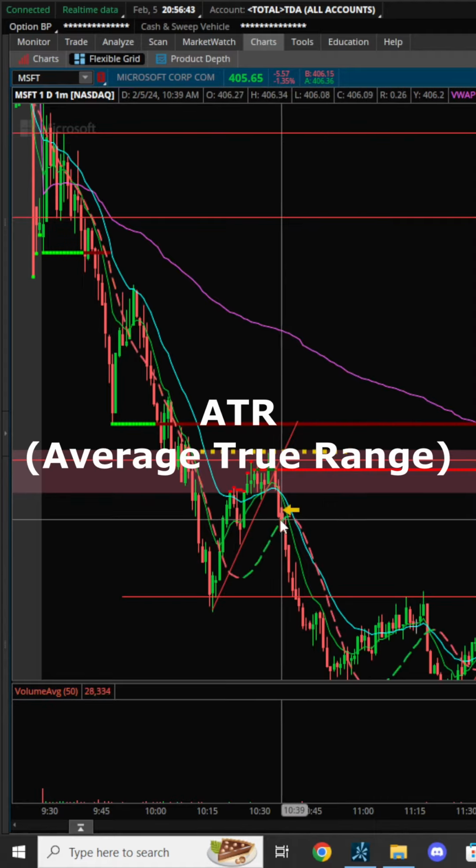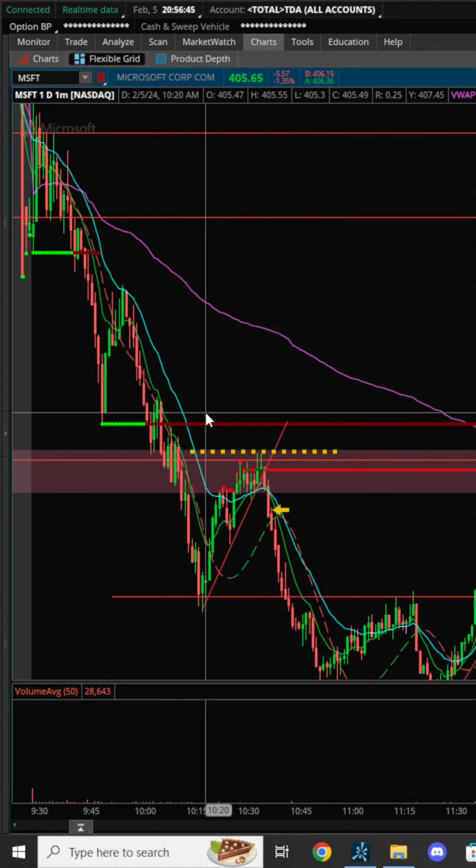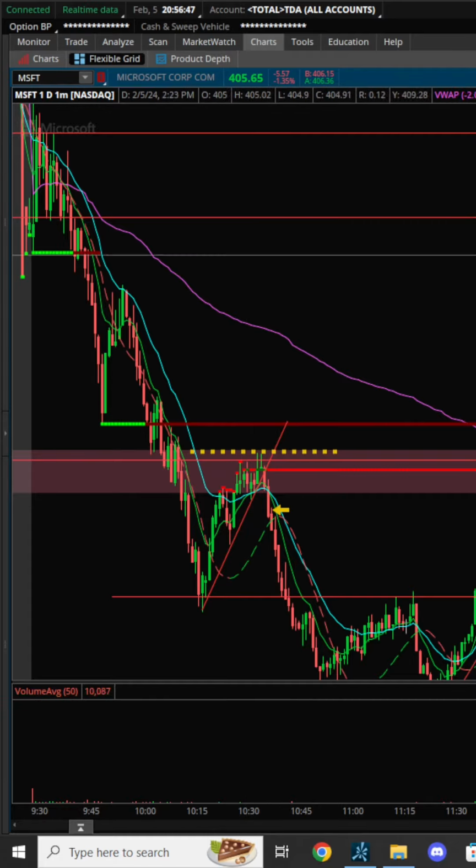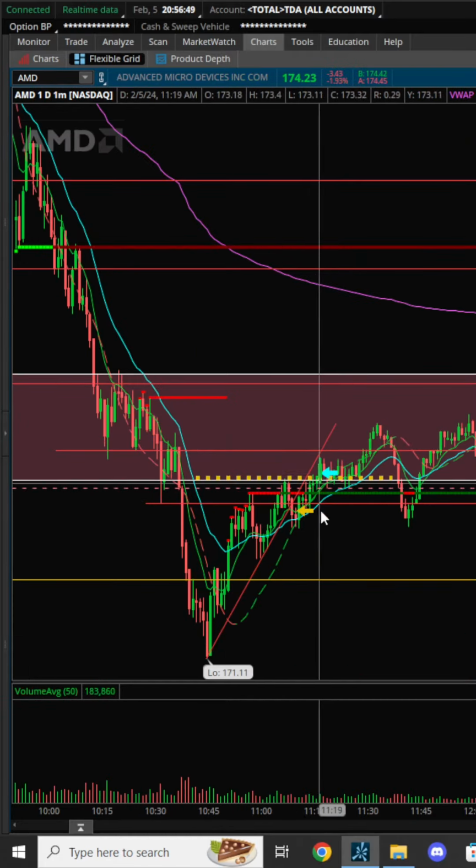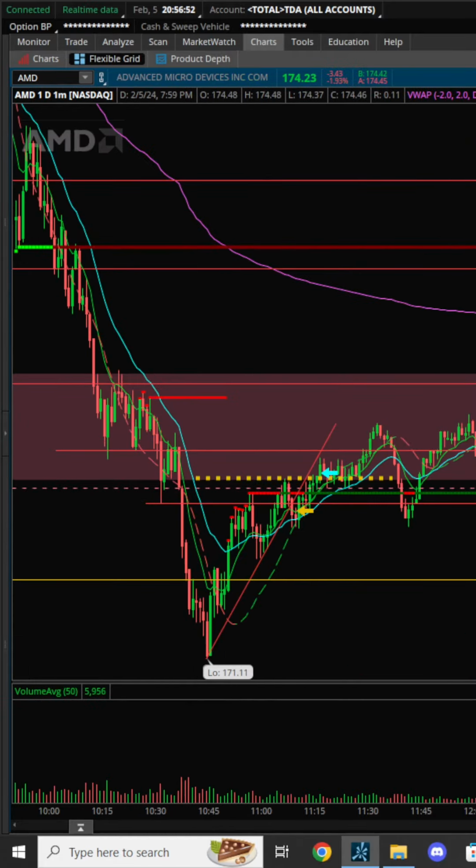This is how you use ATR or average true range when trading. To start off, at first glance, both Microsoft and AMD appear to have the same bear flag break and retest setup. Now, I didn't trade these today, but I saw them and figured they'd be perfect examples for this video.